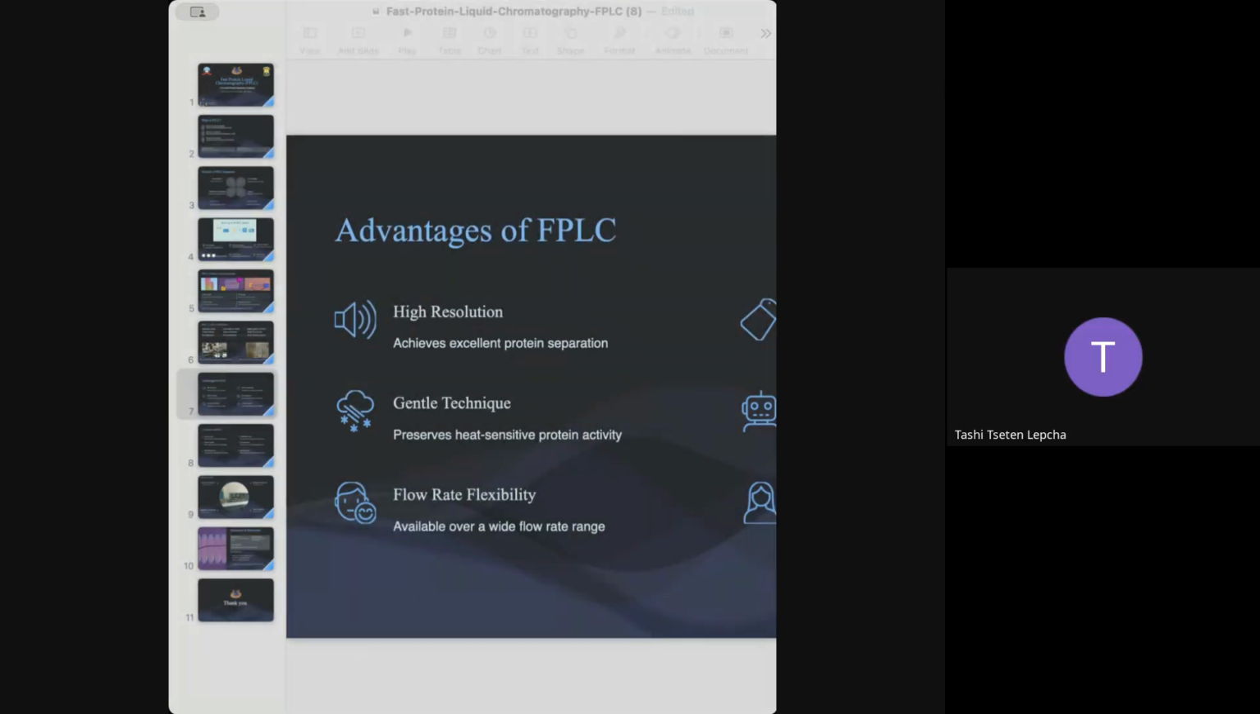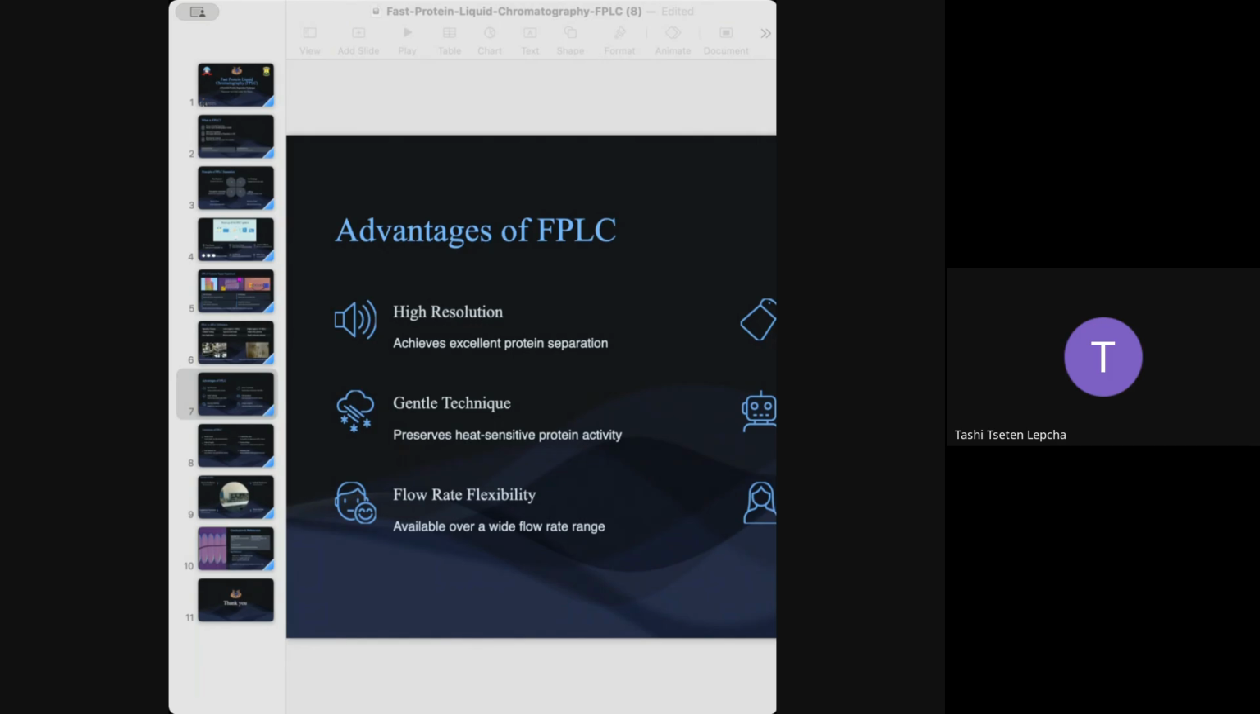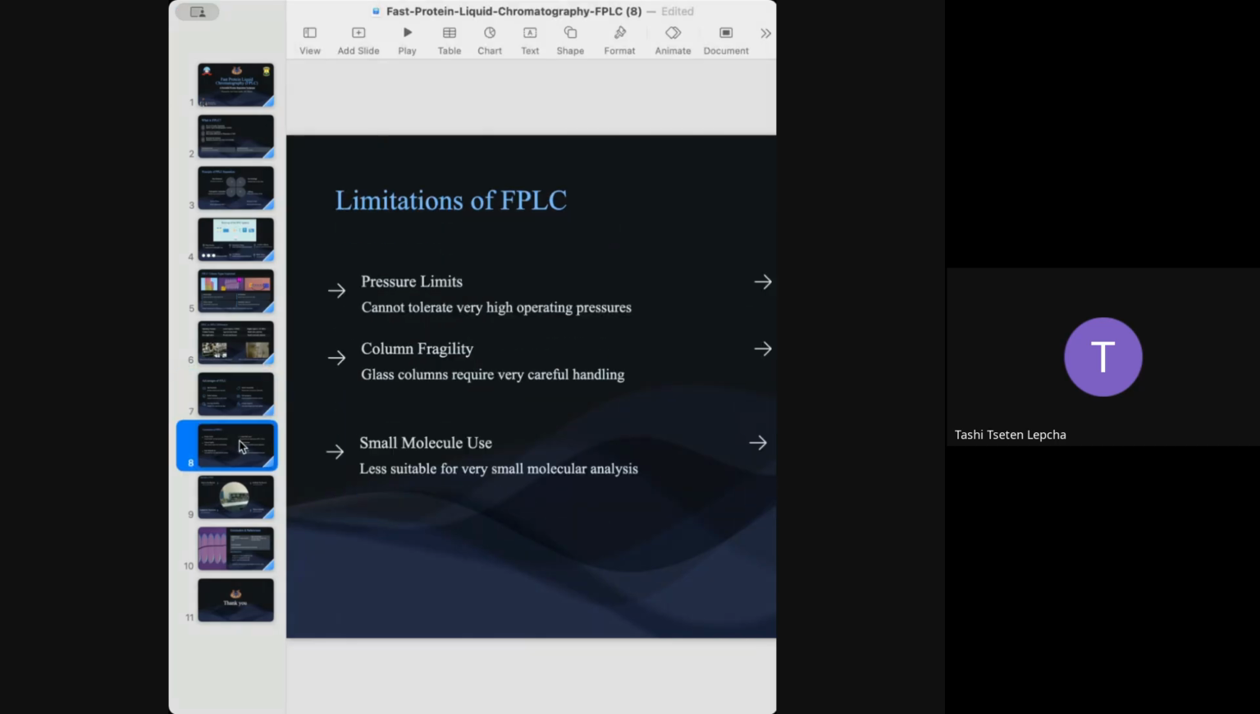So, advantages of FPLC. FPLC has many great advantages. It gives high resolution, meaning proteins come out clean and separated. It can handle high salt buffer. It's gentle, so proteins stay active. It is fully automated, which saves time and reduces error. And the best part, it has long-lasting columns and flexible flow rate, so it works well for both small and large samples. So overall, FPLC is fast, accurate, and dependable, a perfect partner for protein purification.